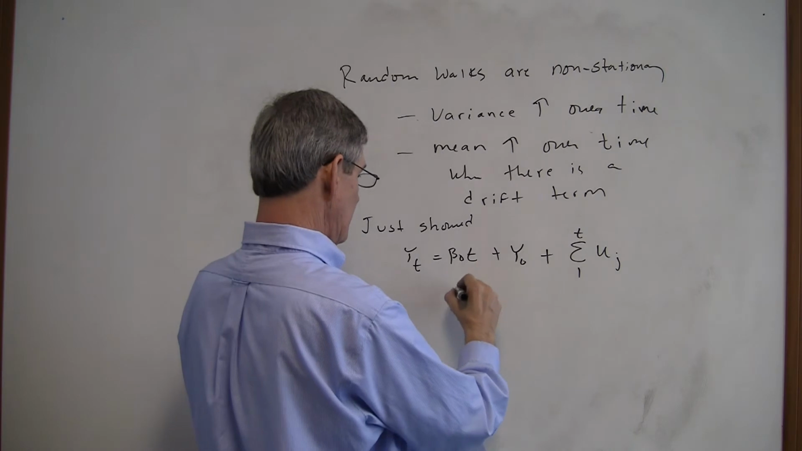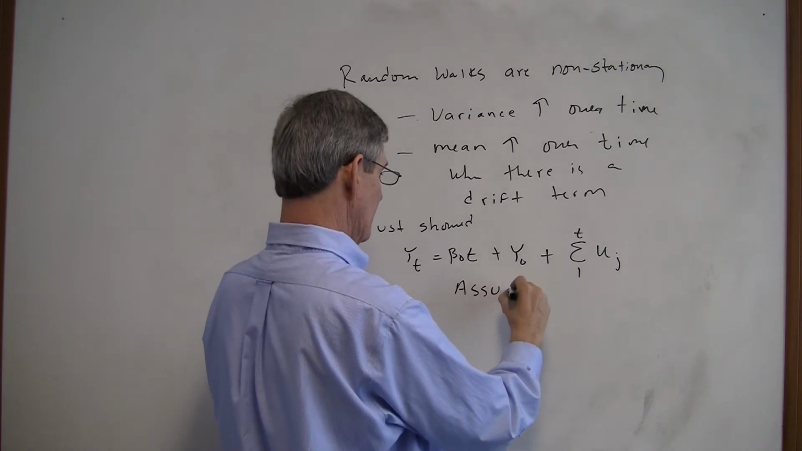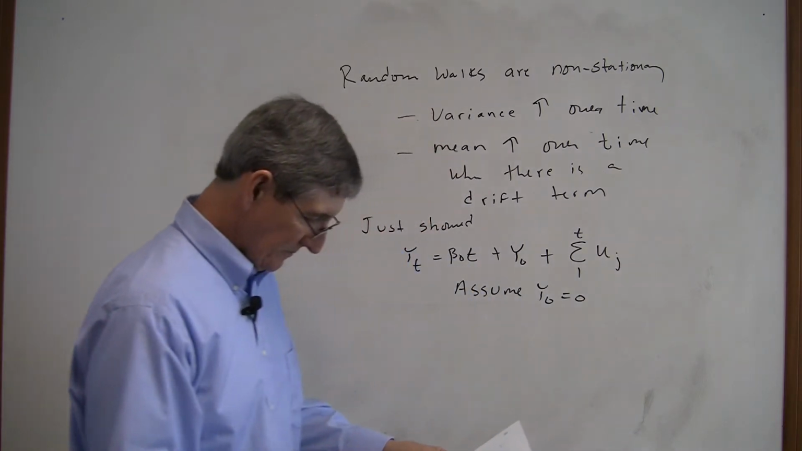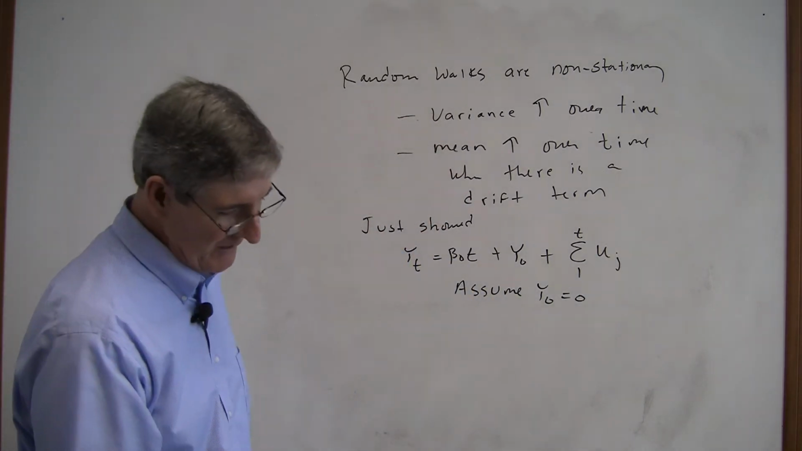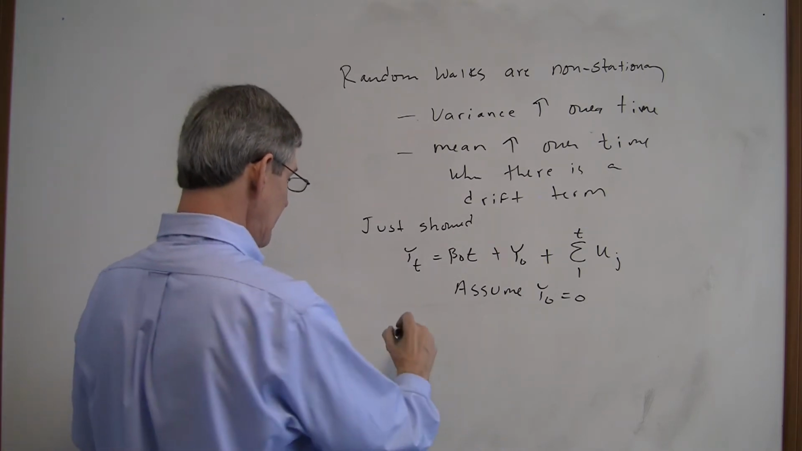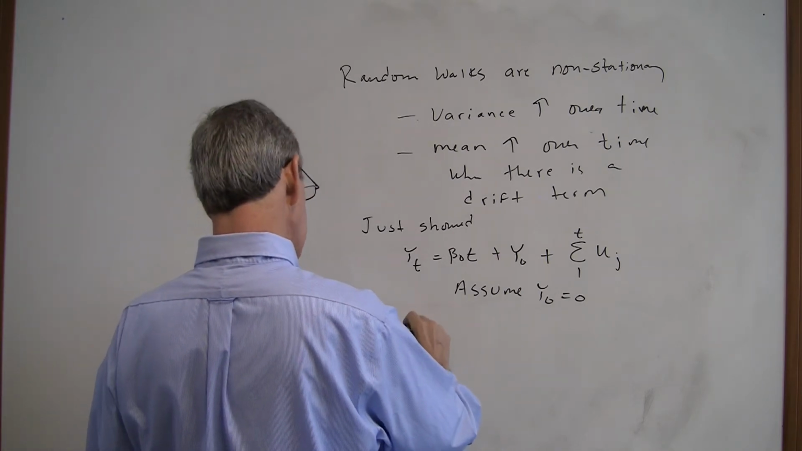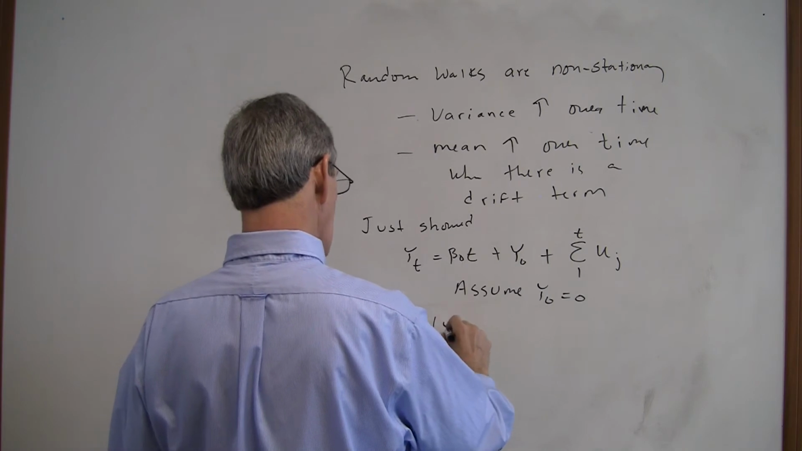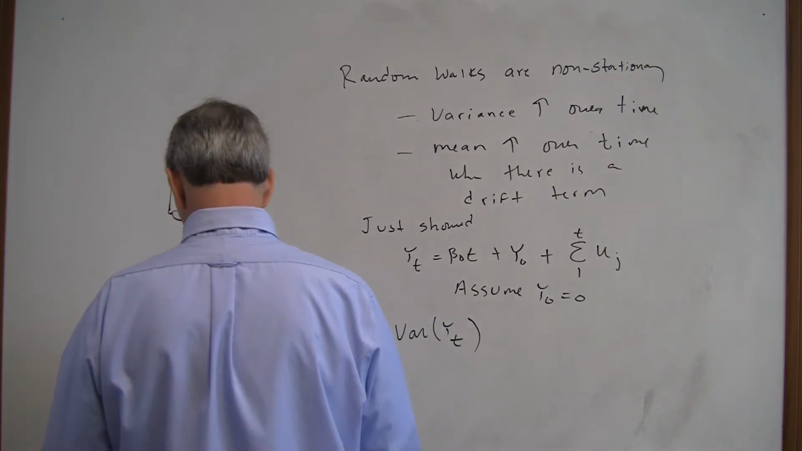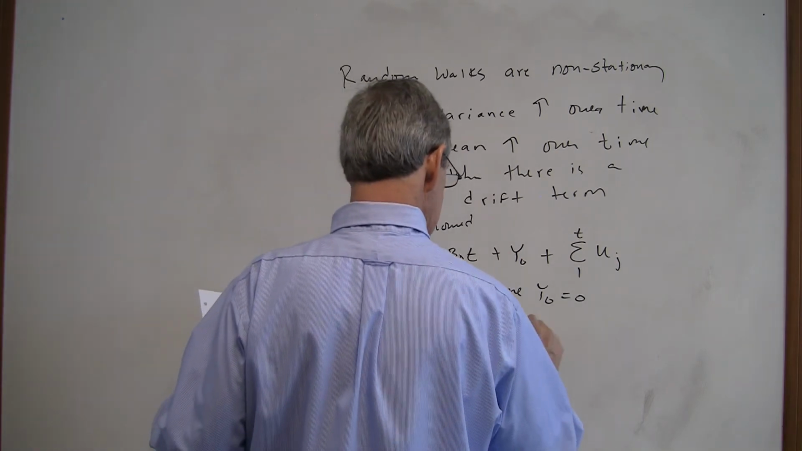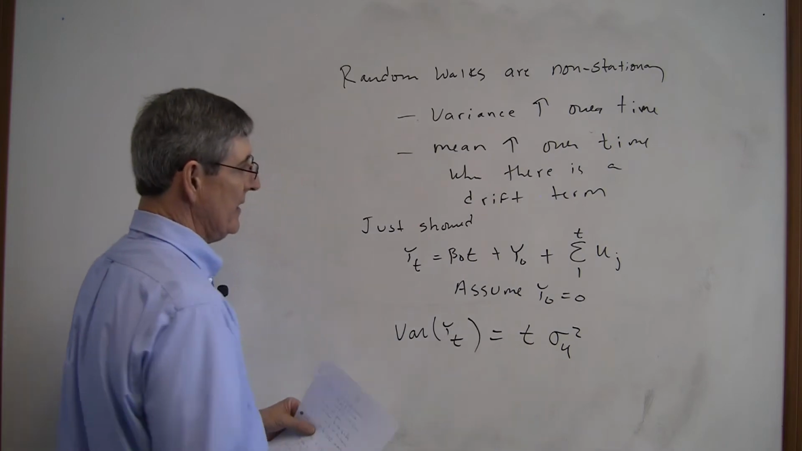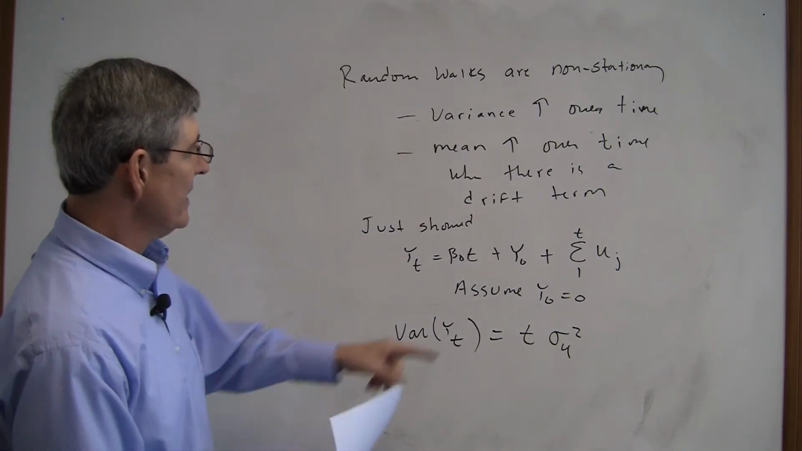Let's assume y0 equals 0, just to make it easy. Basically, we're setting y at its mean at that point, just to make it easy. Then the variance of yt will be t sigma squared u. So as t goes to infinity, the variance goes to infinity.